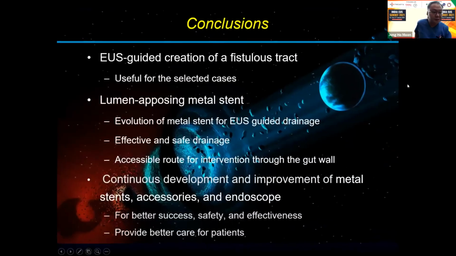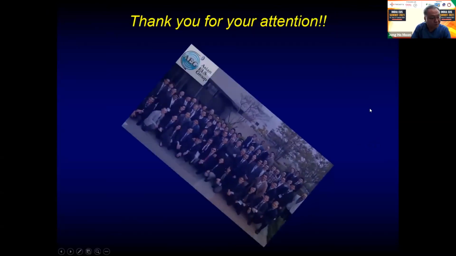In conclusion, a lumen-apposing metal stent can make effective and safe drainage and an accessible route for interventional procedures through the gut wall. With the continuous development and improvement in metal stents, we can achieve better success, safety and effectiveness for our patients. Thank you for your attention.